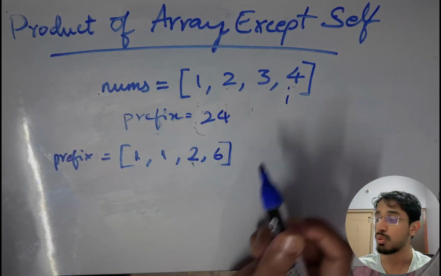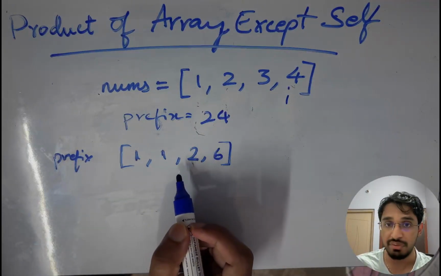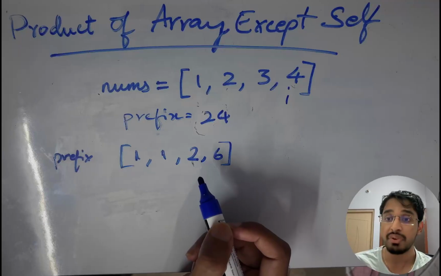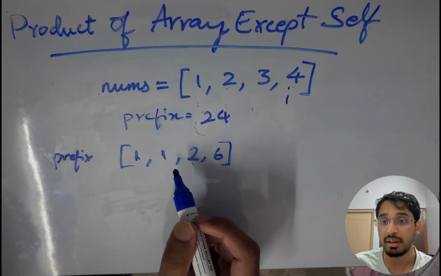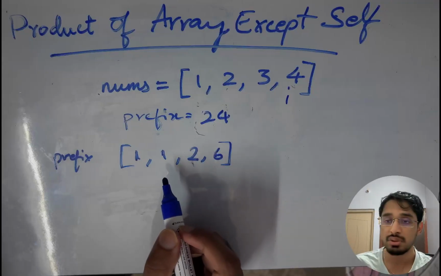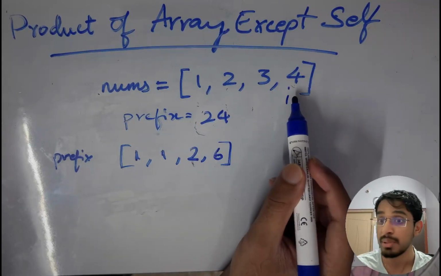Now we need to go in the reverse direction, that is for suffix. We have calculated the prefix product, and now we need to calculate the suffix product, and that will be the end result, the actual solution. So we need to loop across the original array itself, which is unmodified, in reverse order.